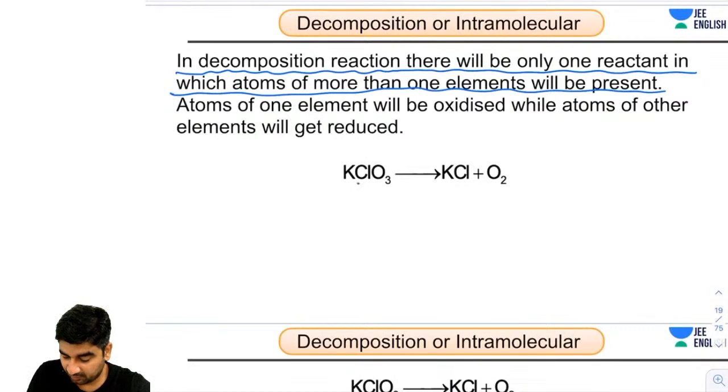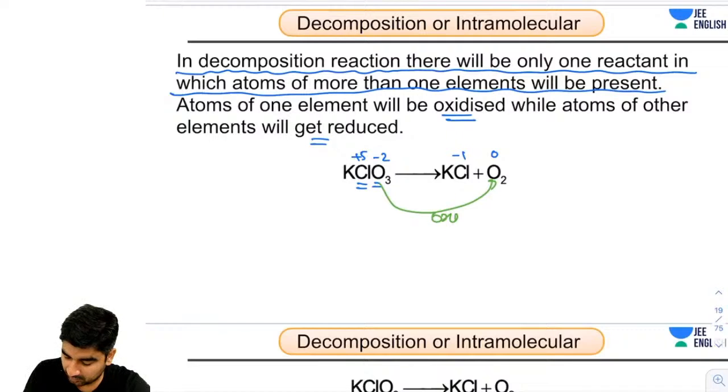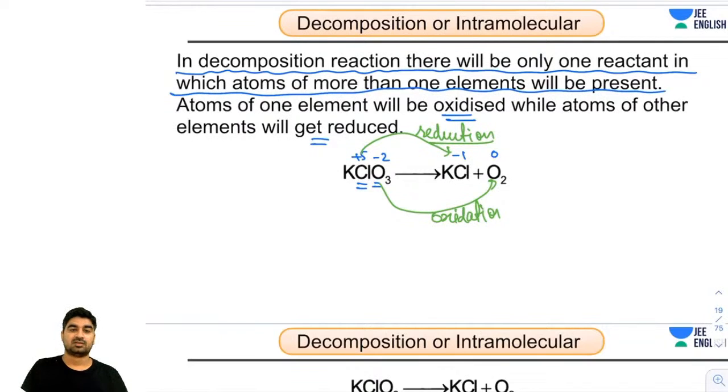In this case, we have chlorine and oxygen, and atoms of one element will be oxidized while the atoms of the other element will be reduced. Here if I am writing -2 and +5, you can see oxidation and reduction. Yes guys, is that clear now? Can you identify the decomposition reaction now? How many of you can identify that?